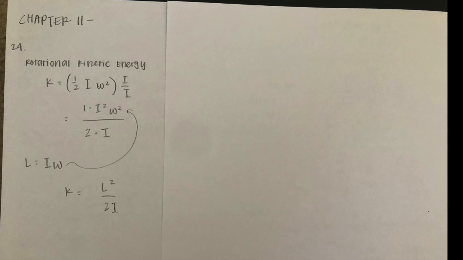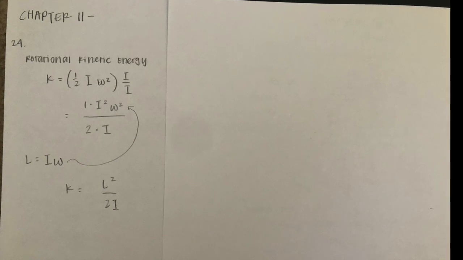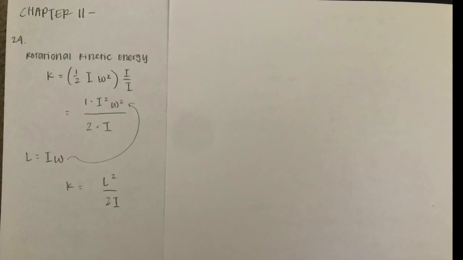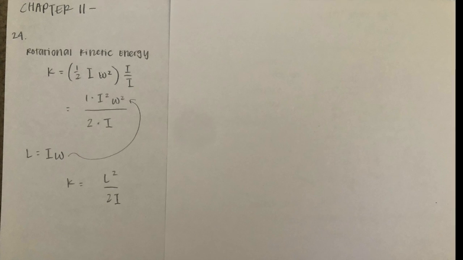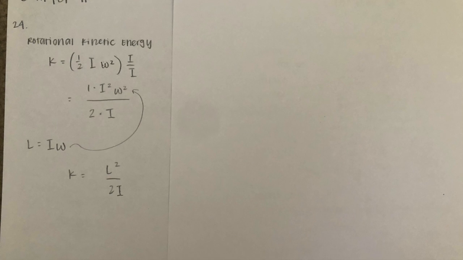For chapter 11, it asked to show that you can write the kinetic energy of an object rotating about a fixed axis with angular momentum. It asked if it could be written as K equals L squared over 2I.